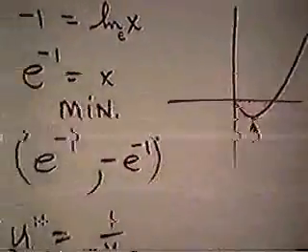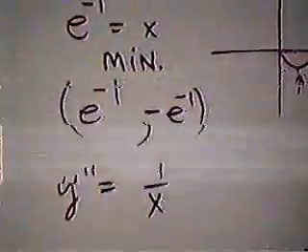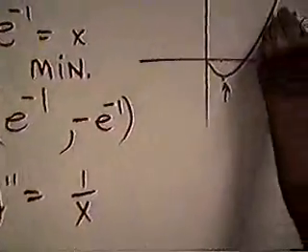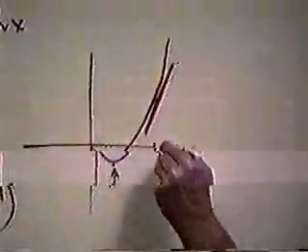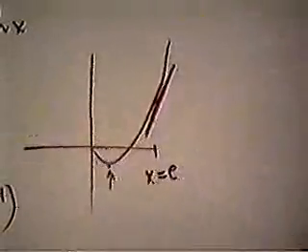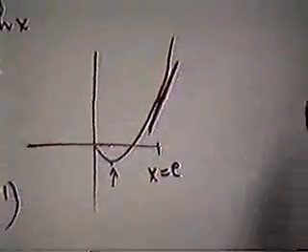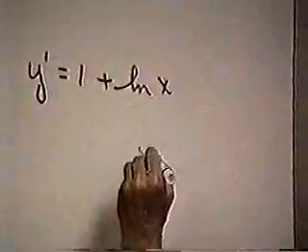All right, now the other part of this question says we want to find the equation of the tangent line at x equals e. So over here somewhere at x equals e, we want to find the equation of that line that's tangent to the curve. All right, let's go back. I'm going to rewrite this. The first derivative was 1 plus the log of x.